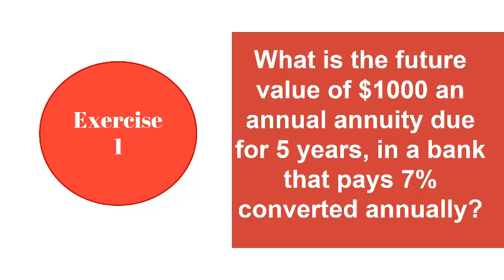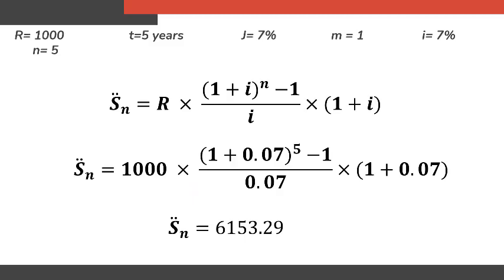J equal 7%, and M equal 1. So I will be equal 7 over 1, which is equal 7%. We substitute R equal 1000, T equal 5 years, J equal 7%, M equal 1, I equal 7%, so N equal 5.